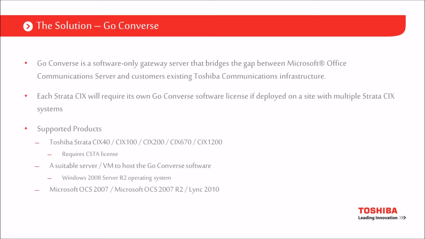So key things as far as this is concerned: GoConverse is a software-only gateway and can run virtualized as well, but it's designed to bridge the gap between Microsoft Office Communications Server and a Toshiba phone system, be it IP Edge or be it Strata CIX. Each CIX or IP Edge will require its own GoConverse license. You license it via node, and then you license it via the individual users. And supported products will be the Strata CIX range, as you can see there. IP Edge is also supported, and we'd need a suitable server to put it on, and obviously the various Microsoft clients there that are supported.